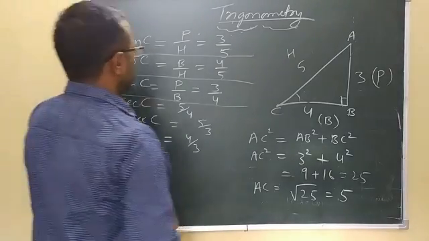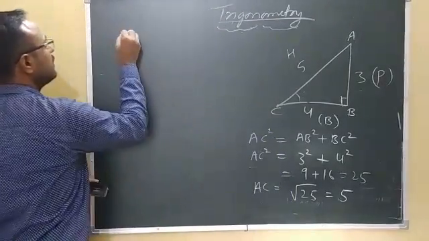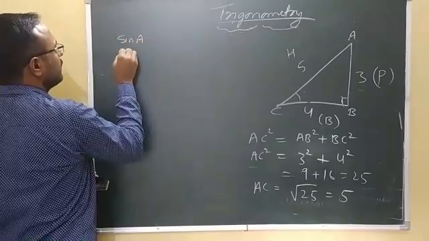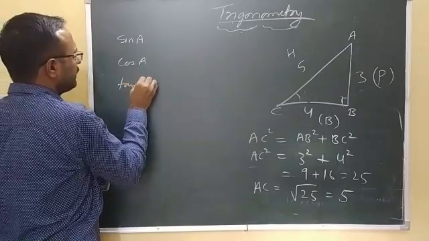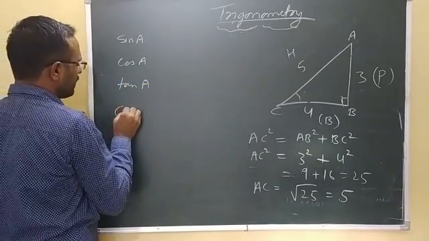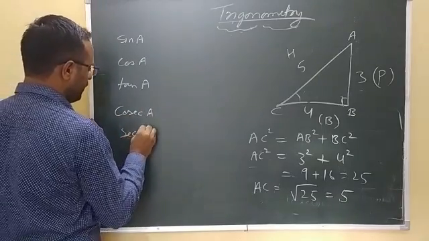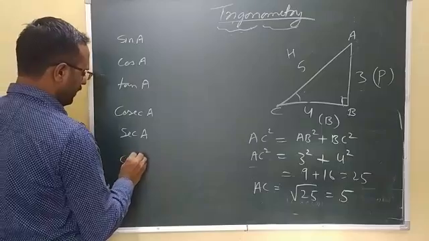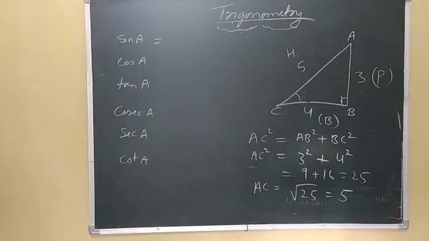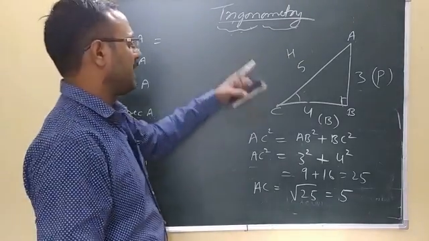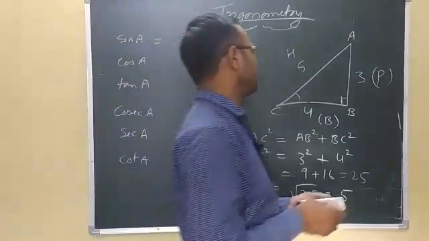Our next question is to find sin A, cos A, tan A, then cosec A, sec A, and cot A. So whether this P, B and H will remain there only, or they will be shifted. Now the angle is shifted here.